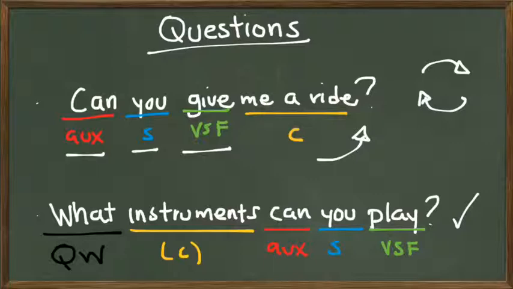And then we have the same formula for questions, which is auxiliary, subject, verb. But before that, we have our question word, because we want to know specific information, and we ask it with the question word what, and our complement goes here this time around because we want to know what instruments this person can play.